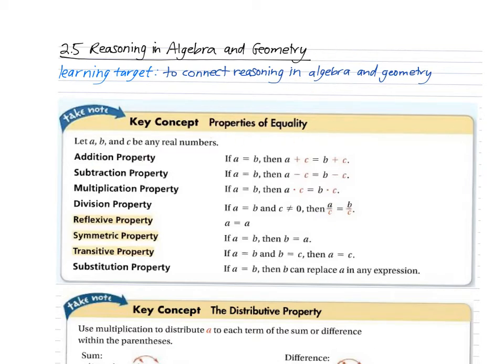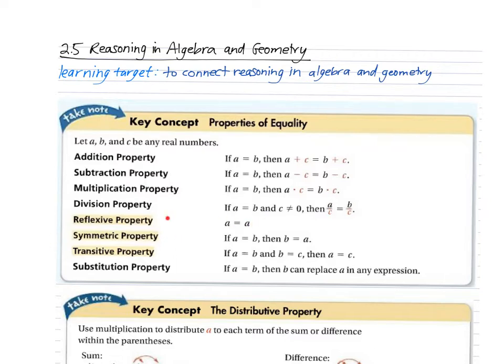So the addition property of equality is if you have A equals B and you add the same thing to both sides, both sides are still equal. It's still true. So if you're adding something to both sides, it's addition property. Subtracting something from both sides, subtraction. Multiplying, division, multiplication, division. So these ones are pretty straightforward. These three are new.